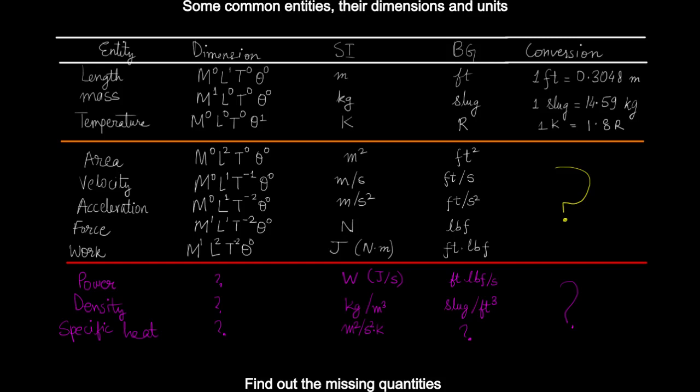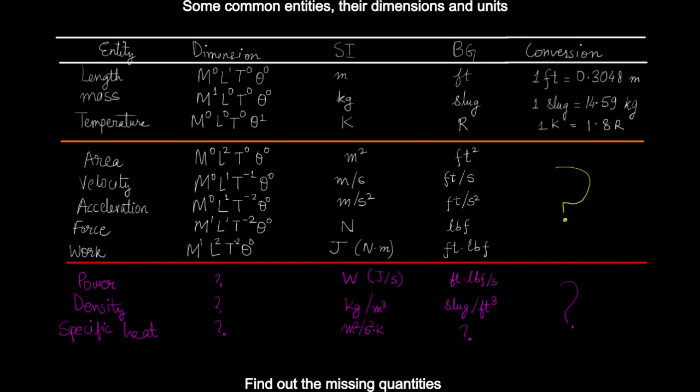The unit lbf refers to the gravitational force acting on an object which has a mass of 1 pound. So essentially it is 1 pound multiplied by 1 g, where g is the acceleration due to gravity, and g has the unit 9.8 meter per second square, which you should convert into BG units.